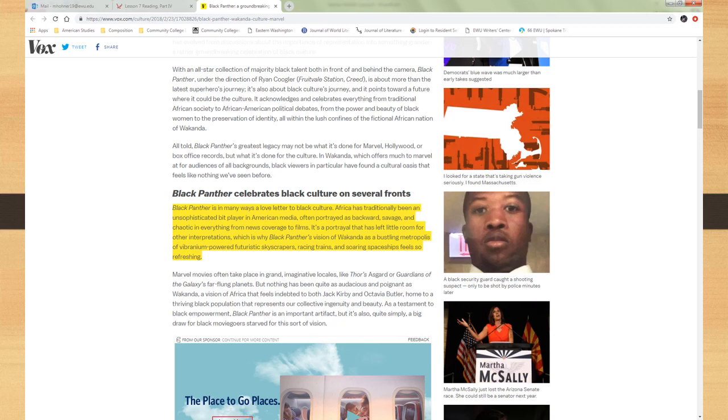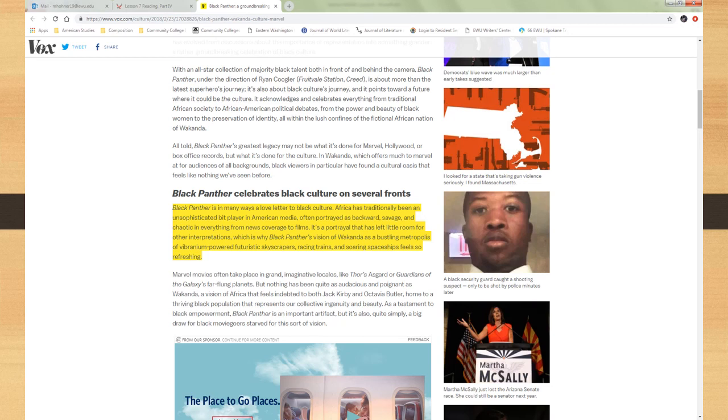And that's true if you think about it. If you've seen other movies depicting African culture, from the films I've seen, this seems like an accurate statement. And then it says, "It's a portrayal that has left little room for other interpretations, which is why Black Panther's vision of Wakanda as a bustling metropolis of vibranium-powered, futuristic skyscrapers, racing trains, and soaring spaceships feels so refreshing." And I know that's true, that those things are all in the movie because I've seen the movie, and I can see how it would seem refreshing when I put the two comments together.